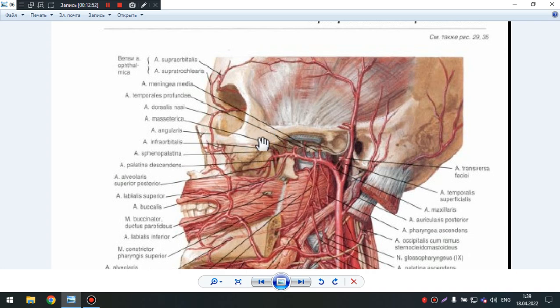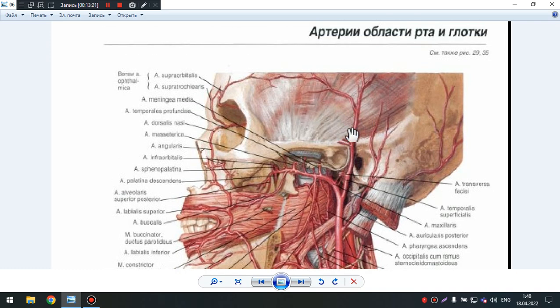On the zygomatic bone it gives zygoorbital, zygofacial, and zygotemporal branches. They supply blood to the zygomatic bone and muscles near it. This artery gives the glandular branches to the parotid gland, supplying the parotid gland.